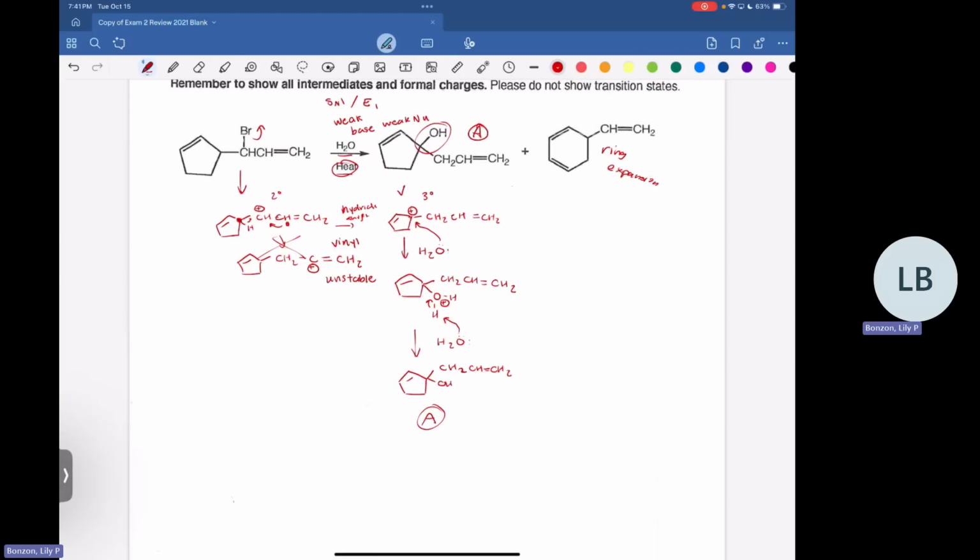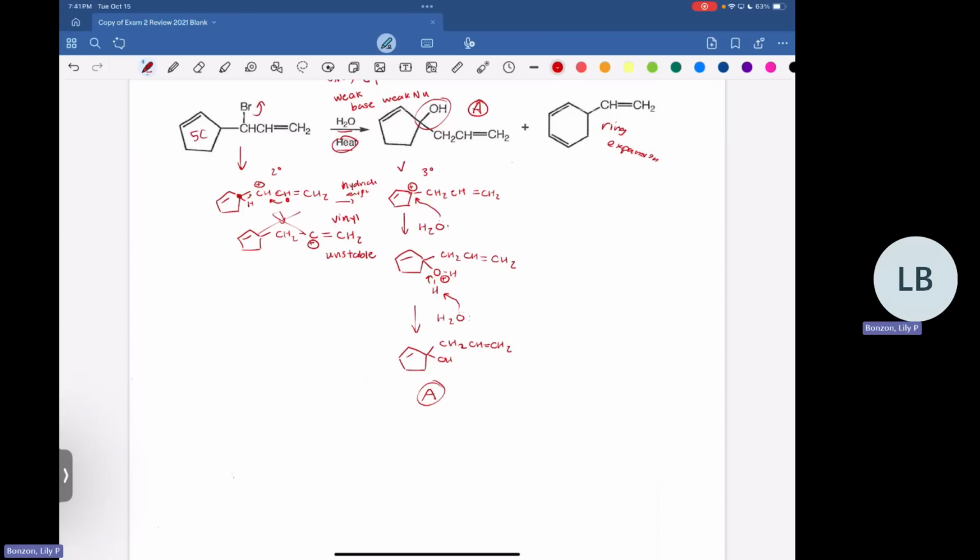Okay. So the next part, we have to do a ring expansion. We go from a 5-carbon ring to a 6-carbon ring. So these ones can be tricky.